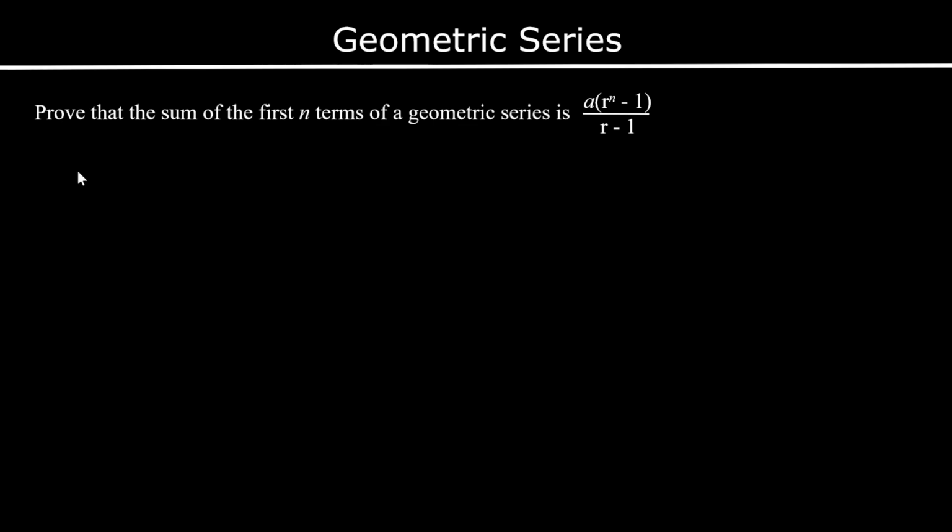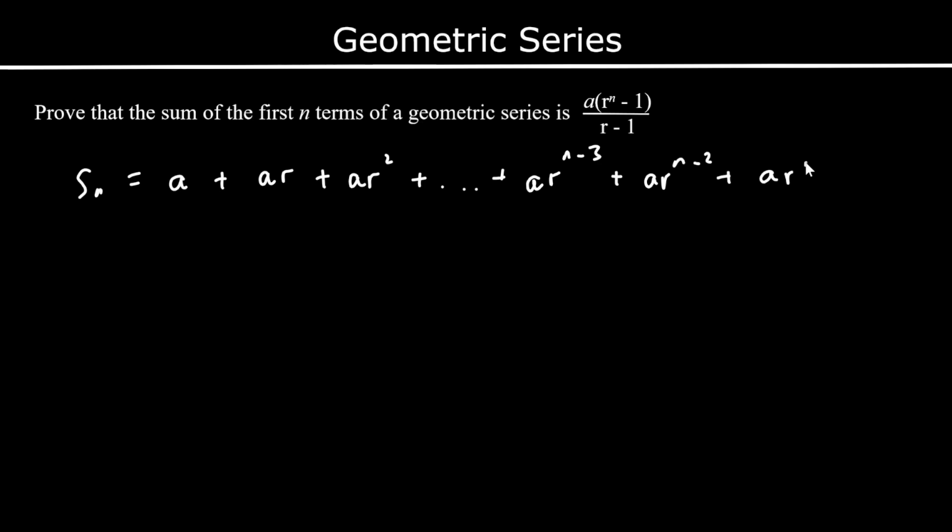So the sum of n terms is the first term, which is a, and then the second term, a times r squared, and so on, all the way up to ar to the power of n minus 3, ar to the power of n minus 2, and then the final one, ar to the power of n minus 1. So that's the sum of all the terms.